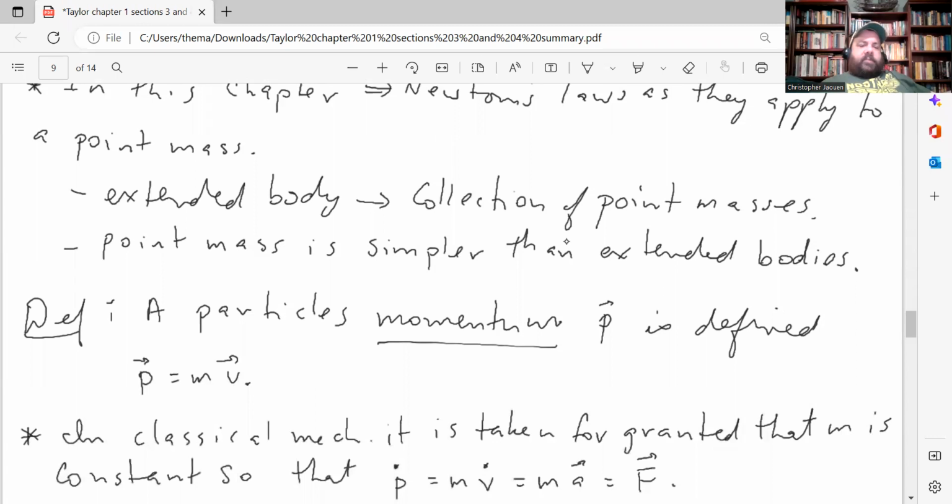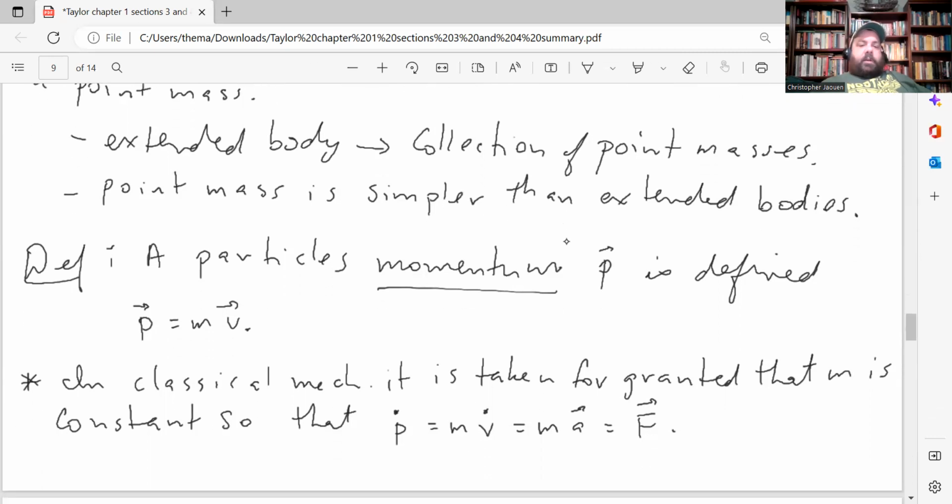Okay, here's a definition because we're going to make a second statement of Newton's second law in terms of momentum. So a particle's momentum p is defined in this way. The momentum is equal to mass times velocity. And in classical mechanics, it's taken for granted that the mass is constant, which I guess is not true in relativity theory. So in classical mechanics, the time derivative of momentum is equal to the mass times the time derivative of velocity, or in other words, mass times acceleration, which is the force. So if you take the time derivative of momentum, you get the force.